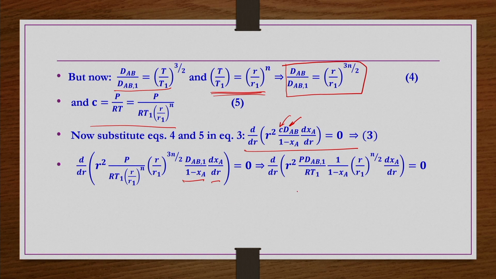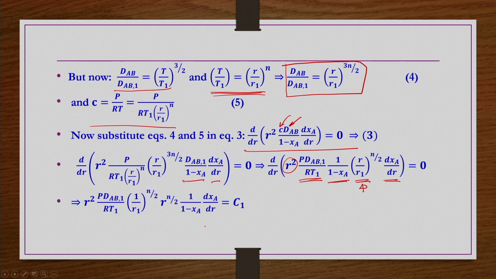So you rearrange. Now this R square is as it is, P dAB,1 by RT1 are constant, 1 by (1 minus XA) as it is, dXA by dr is as it is. The remaining terms, (R by R1) whole power 3n by 2 and then R divided by (R by R1) power n, we can write as (R by R1) power n by 2. So that is the additional thing.